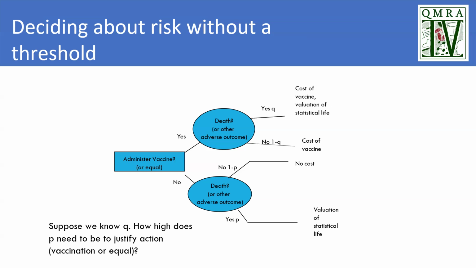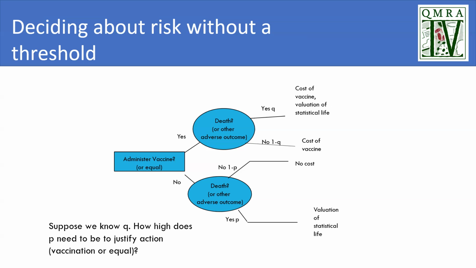Again, if we decide not to administer the vaccine, there is still a chance of death. And if the chance of death is defined as P, then the chance of no death is defined as 1 minus P. For no death and not administering the vaccine, there's no cost. So $0. If there is death and we did not administer the vaccine, then the cost is just the value of the statistical life that was lost.